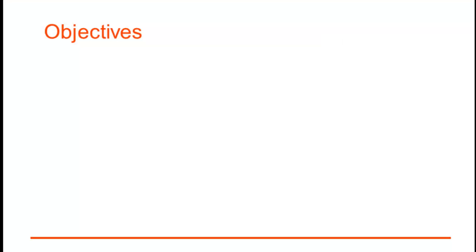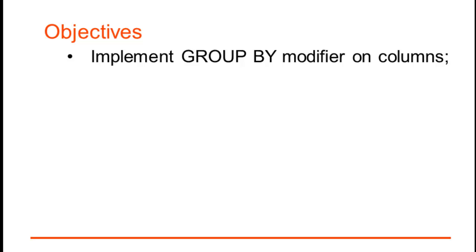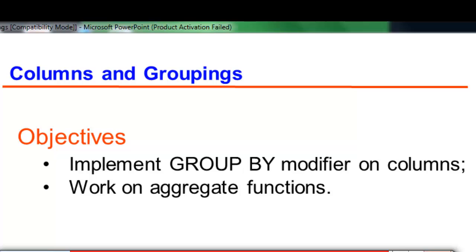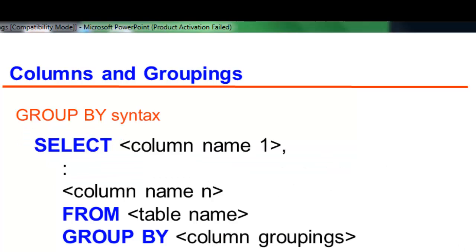On today's lesson, we're going to implement the group by modifier on columns and work on aggregate functions. Most of our scripts that we have done so far are in details. Actual databases consist of big tables with thousands or even millions of rows. But there are requirements which do not need details, but a summary of that content. We may use the group by modifier in parallel with aggregate functions to compute groupings in a column.